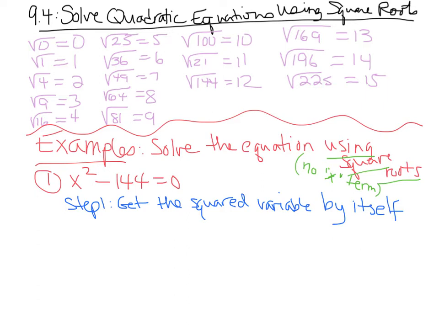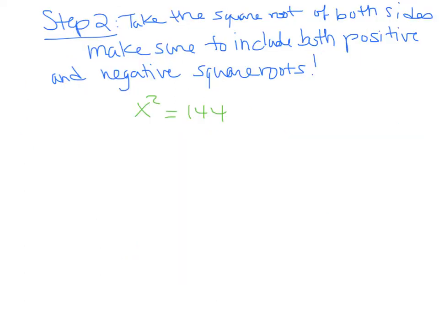So continuing on, we're going to start by getting the squared variable by itself. In this one, it's very easy. All you need to do is move over this 144 by adding it to both sides. Then we end up getting x squared equals 144. So then we only have one more step, and that is to take the square root of both sides. And it's also very important that you include both positive and negative square roots. And I'll explain what I mean by that in just a second.